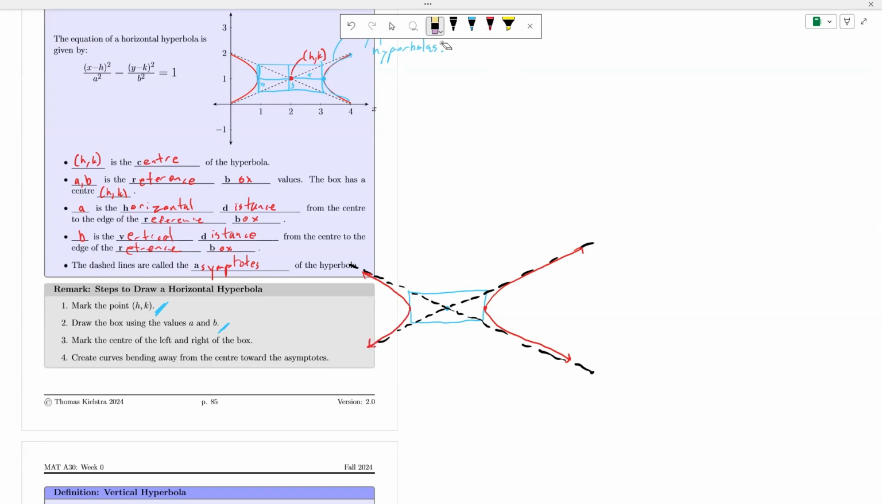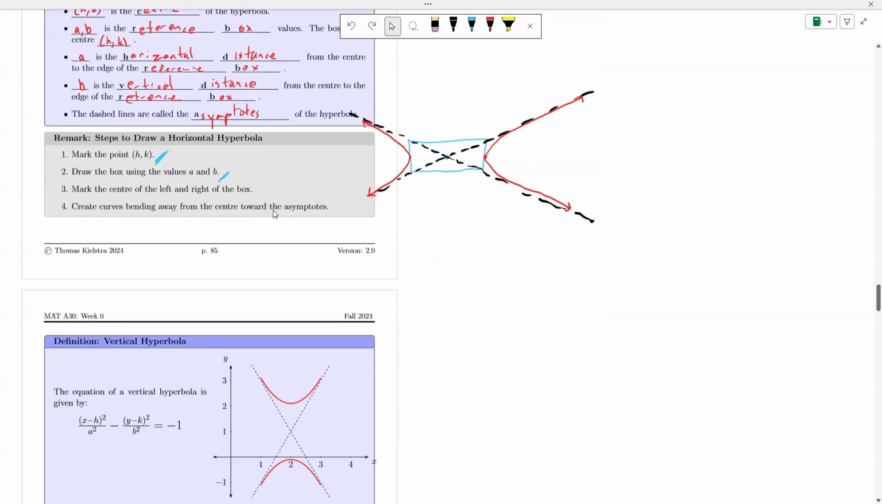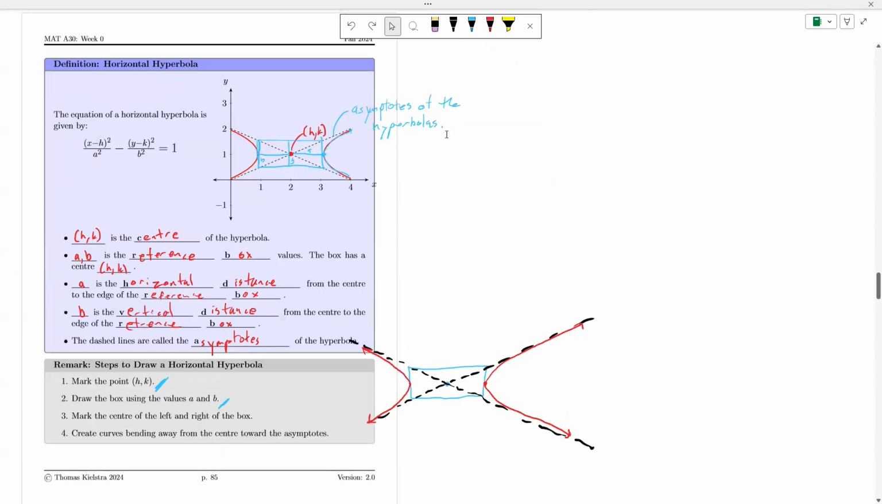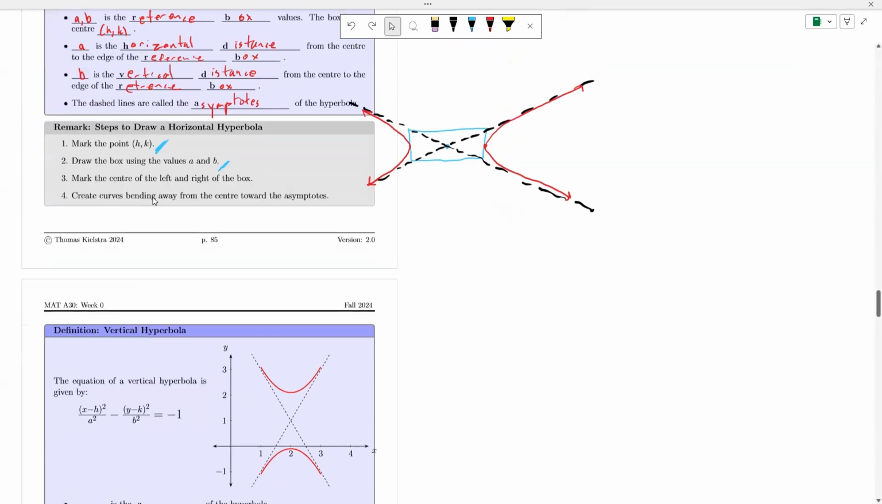Then what I can do is, after I'm done, I can erase everything else if I want to, or I can simply leave it. This gives our equations for our horizontal hyperbola, or how we draw the horizontal hyperbola. Now the vertical hyperbolas are slightly different, and notice the change here.